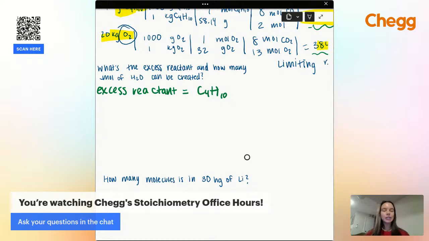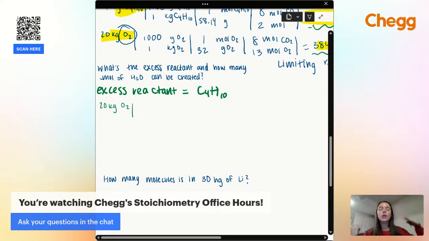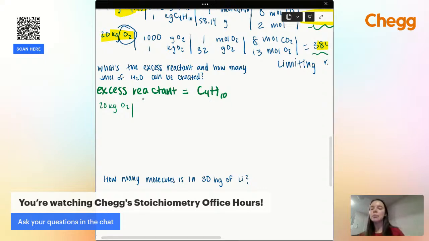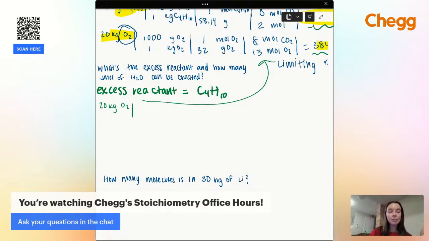The way that we're going to solve this is we're going to start with how much limiting reactant we have. So we have 20 kilograms of O2, and we want to get from 20 kilograms of O2 to moles of water. So same process we did up here, just with water. When we want to figure out how much product can be created, we never start with the excess reactant, sorry, my bad. We always start with the limiting reactant, because excess reactant isn't reality; that limiting reactant is limiting how much product can be made.